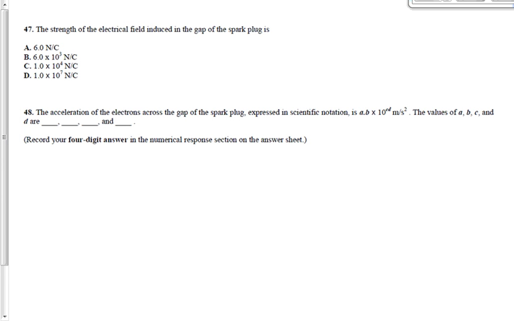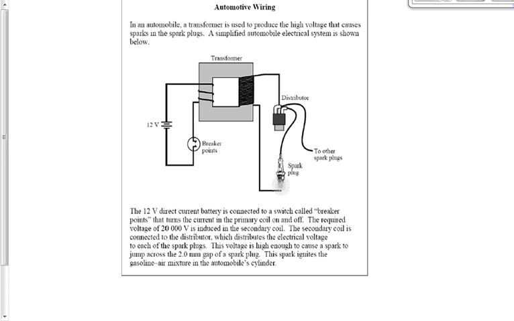It's multiple choice number 47 and numerical response number 48 that appear in your booklet. It goes with this information on this automotive wiring here. Now, I'm going to give you a little bit of background on this before you tackle these questions, okay? This question came from, I believe, 2001. That's 14 years ago. This question is 14 years old.